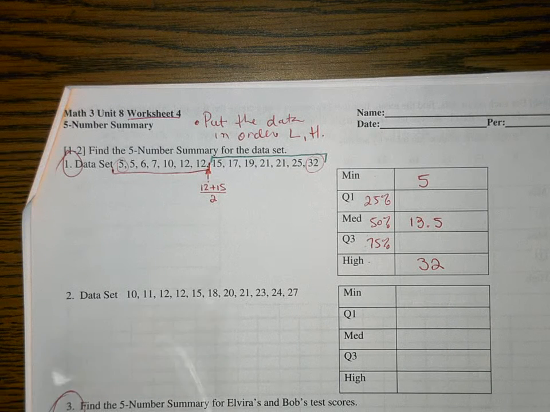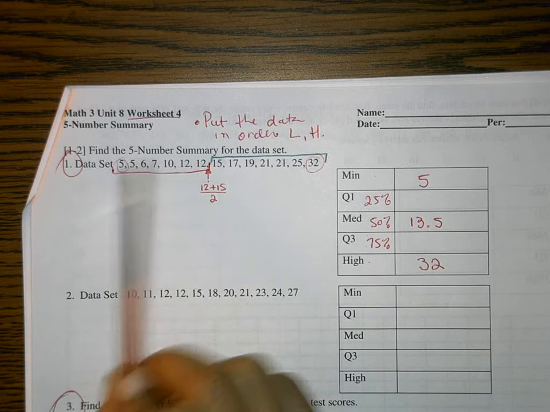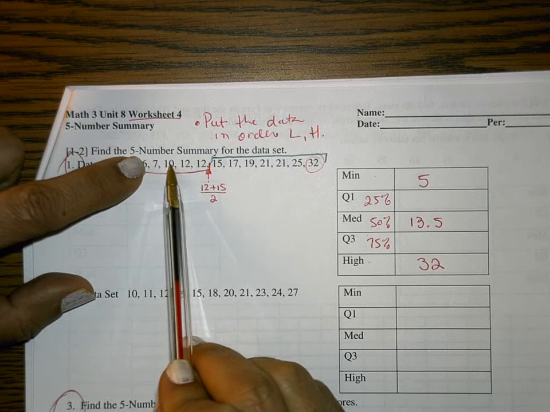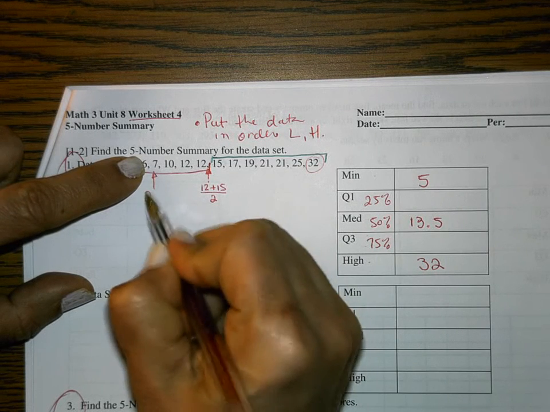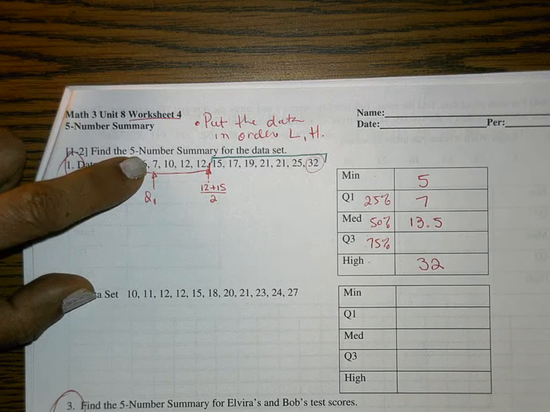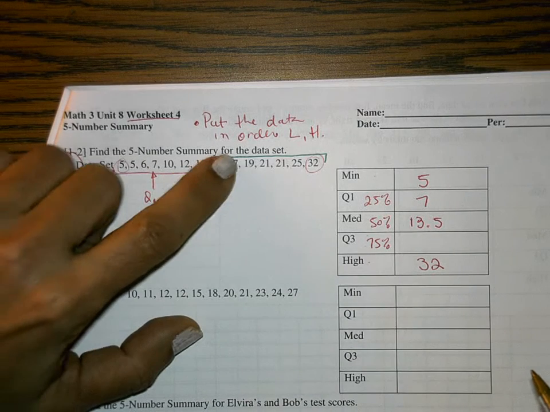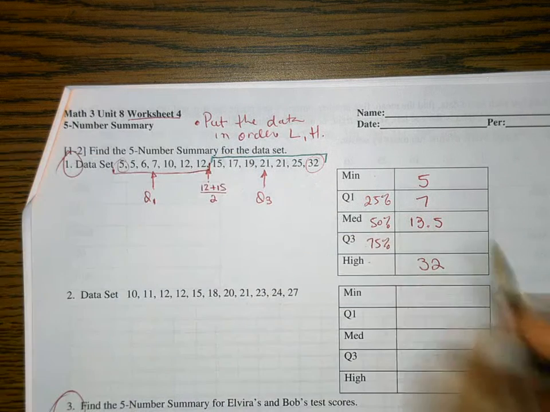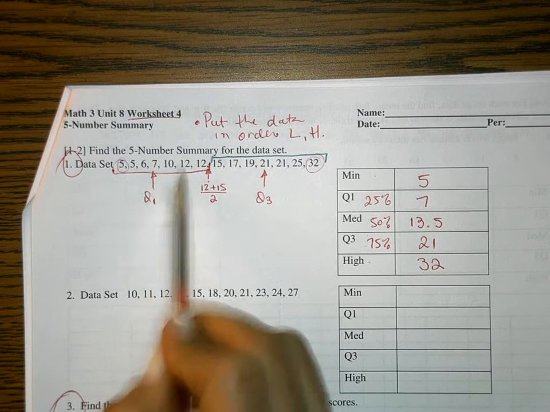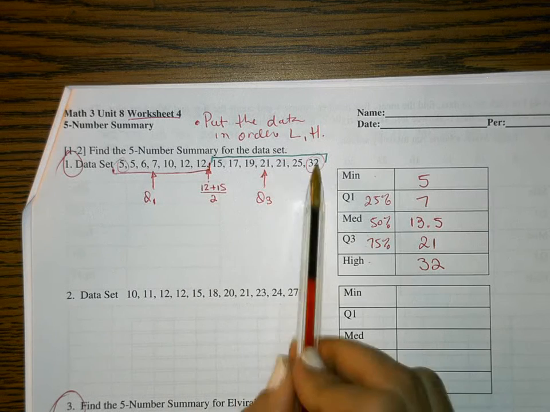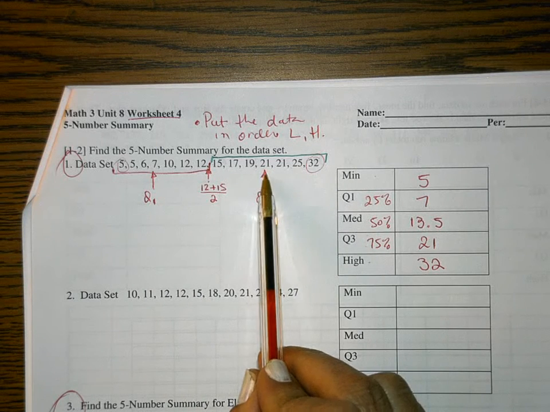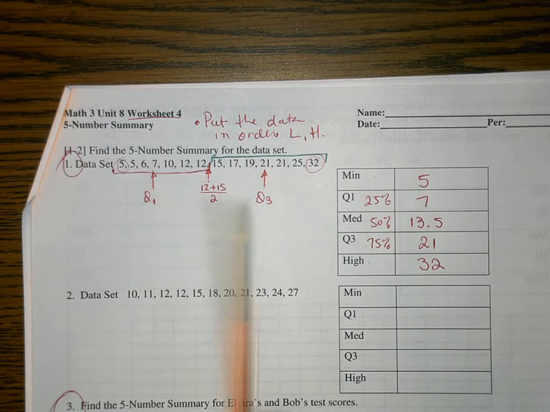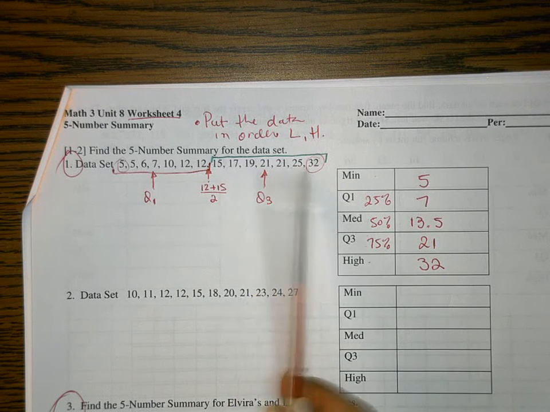Now, the quartile 1 is the middle of the bottom half. So I had 7. 1, 2, 3. 1, 2, 3. There is the middle. It's my quartile 1. So that would be a 7. And then the middle of the top half, 1, 2, 3. 1, 2, 3. That would be 21, my quartile 3. So the middle of the bottom half is my quartile 1. The middle of the top half is my quartile 3. So quartile 1 is the median of the bottom half, and quartile 3 is the median of the top half.